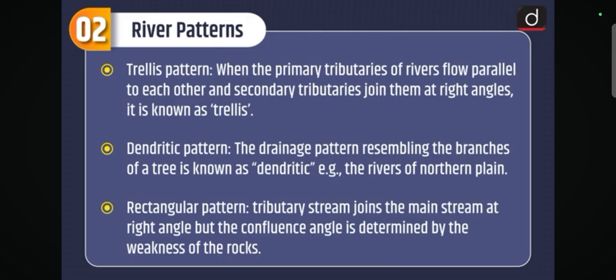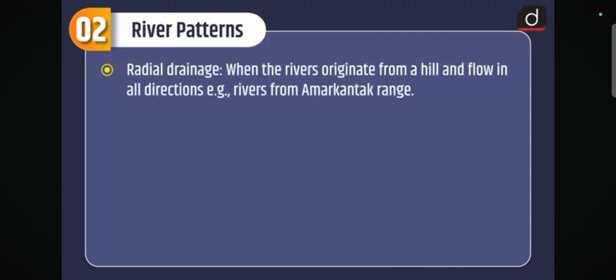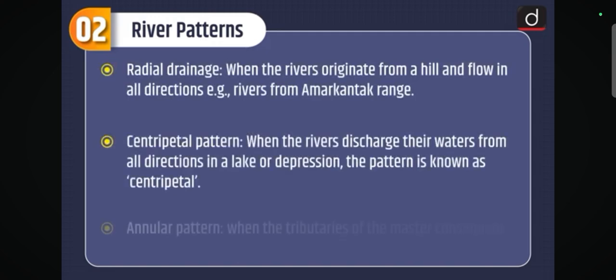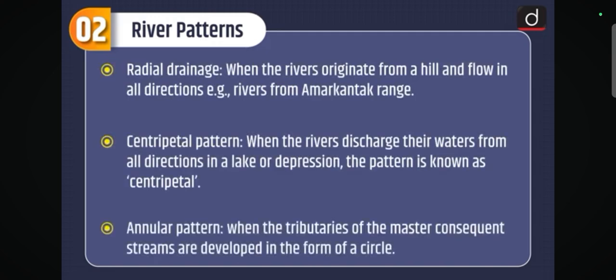Rectangular pattern: tributary system joins the main stream at right angles, but the confluence angle is determined by the weakness of the rocks. Radial drainage: when the rivers originate from a hill and flow in all directions. Example, rivers from the Amarkantak range.